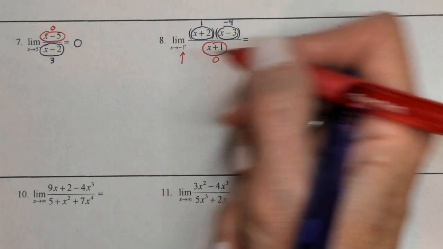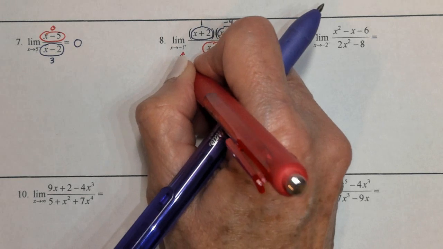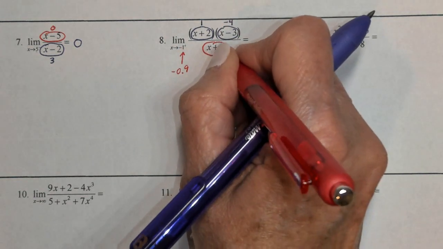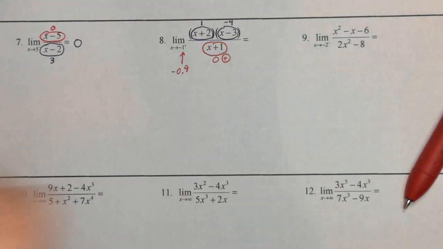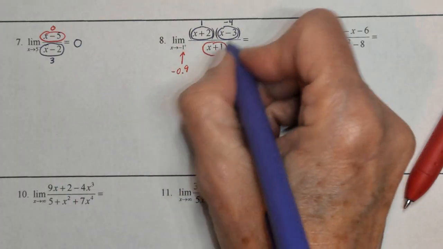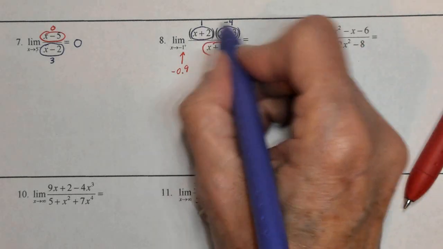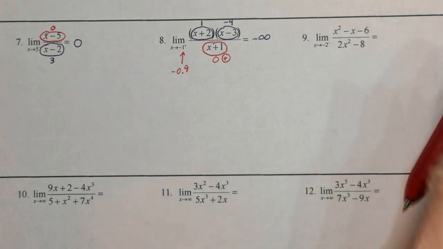So I'm going to put something a little to the right of negative 1, maybe a negative 0.9. If I put in a negative 0.9, this is going to be a positive. Yes, it's 0, but it's approaching 0, but positive. So I know this is going to be an infinity or negative infinity. Which one is it? Negative over a positive is a negative. So this is negative infinity.